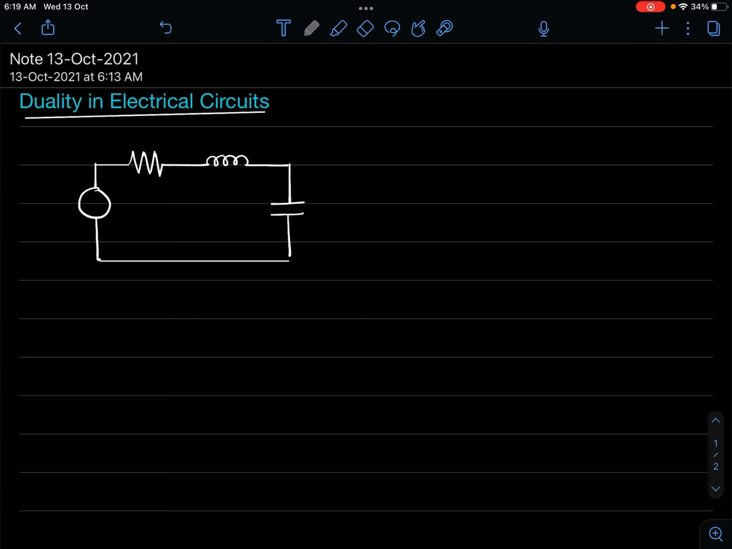Alright, this is my resistor R, L, C. This is my V of t. And let me say that this is my current I in the loop or the mesh. This is my one figure. I will call this figure A.